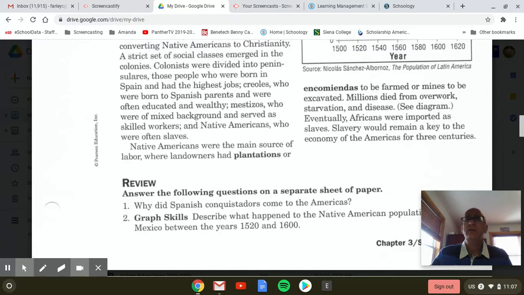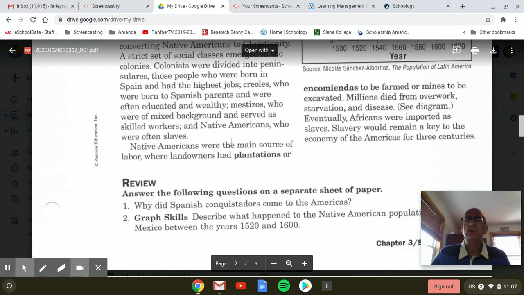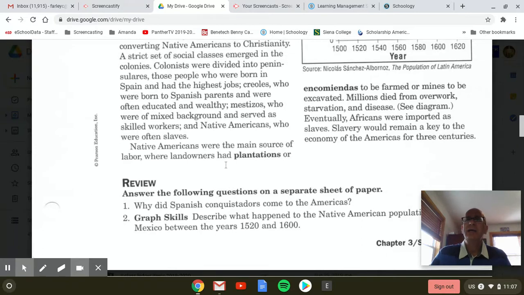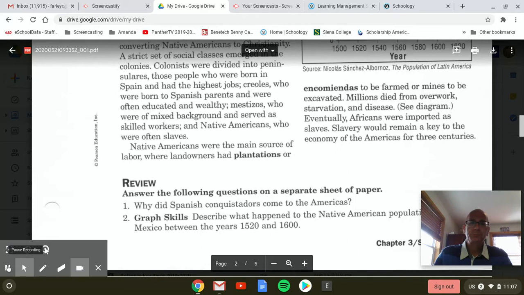I think you can find the answer in the very first paragraph of this reading, of which you will have a hard copy here in the classroom, and our remote learners will have this attached to their Google Classroom page. Take a look at that for a moment and determine, highlight, underline, and point out on your worksheet why Spanish conquistadors came to the Americas.